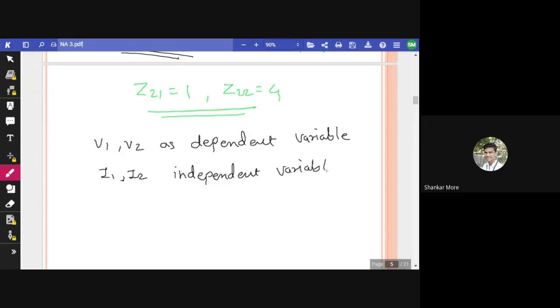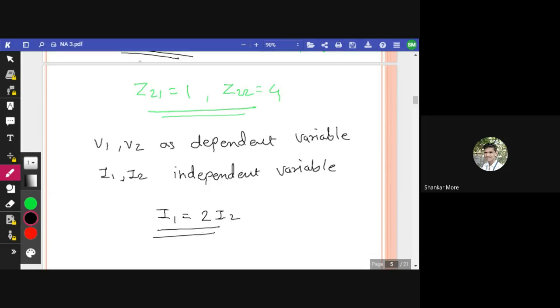So let us suppose there exists a relation between I1 and I2. Let us suppose we are solving the equation and we are finding the value like I1 is equal to 2I2. That means these two are dependent. As I1 changes, I2 also changes, or as I2 changes, I1 also changes. That means they are dependent on each other. But that should not happen. If this happens, we cannot calculate any parameter, neither Z parameters nor any other parameter. हम कोई भी parameter calculate नहीं कर सकते.